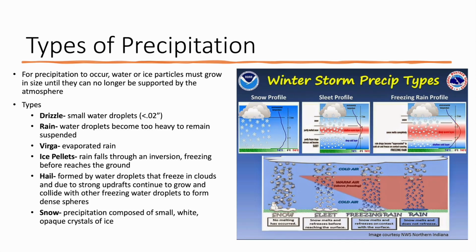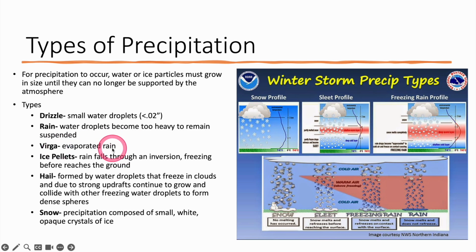Different types of precipitation. Yes, we talk about this. So drizzle, small water droplets, in case you wanted to know the actual measurement, less than 0.02 inches. More importantly though, rather than the terms, is what causes these. So rain, water droplets become too heavy to remain suspended.